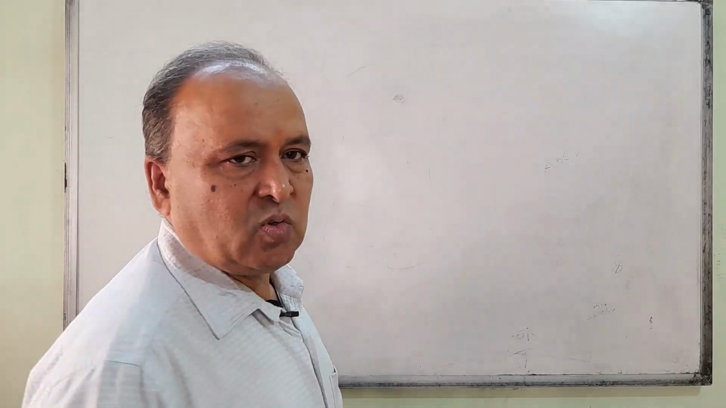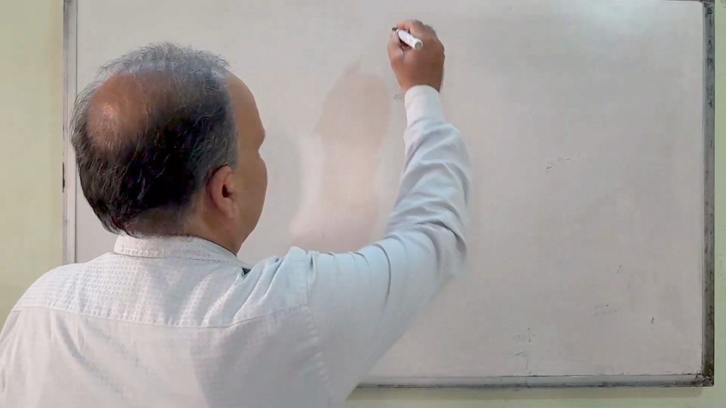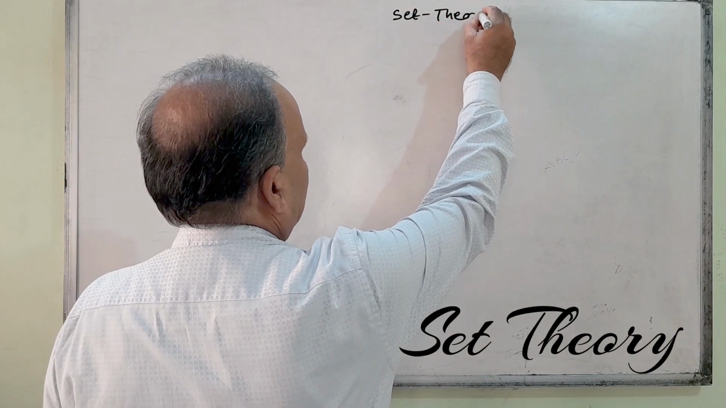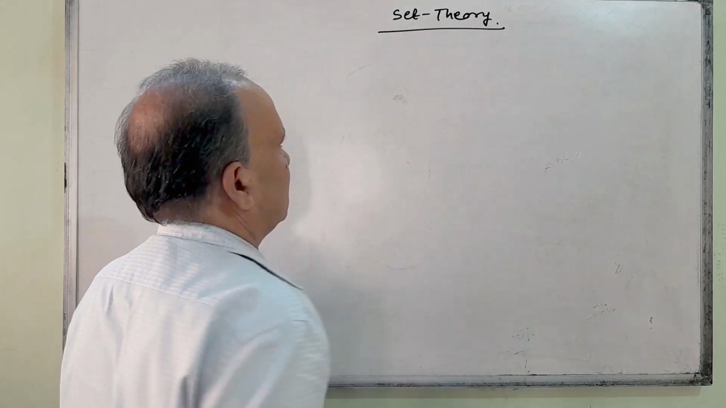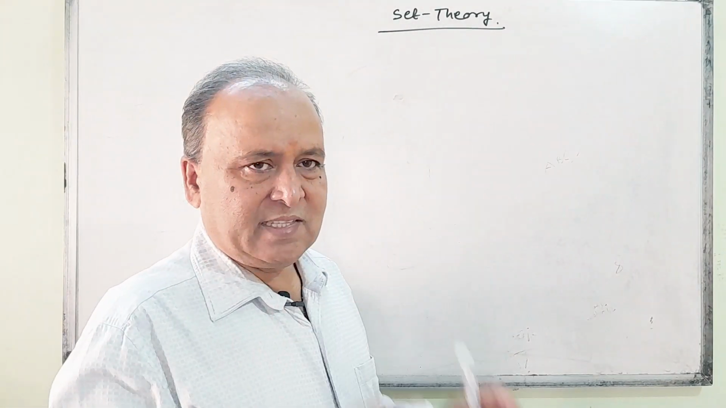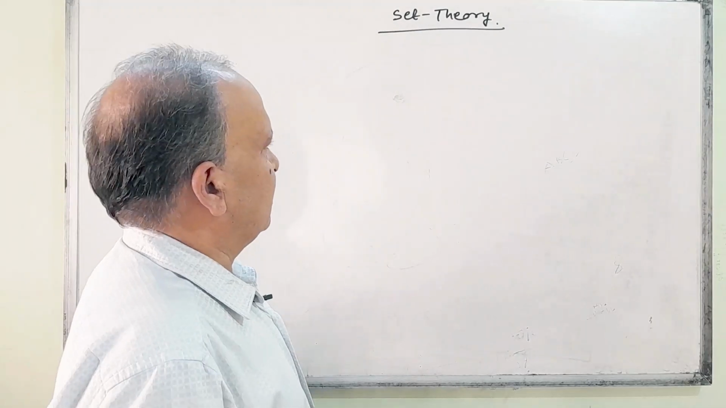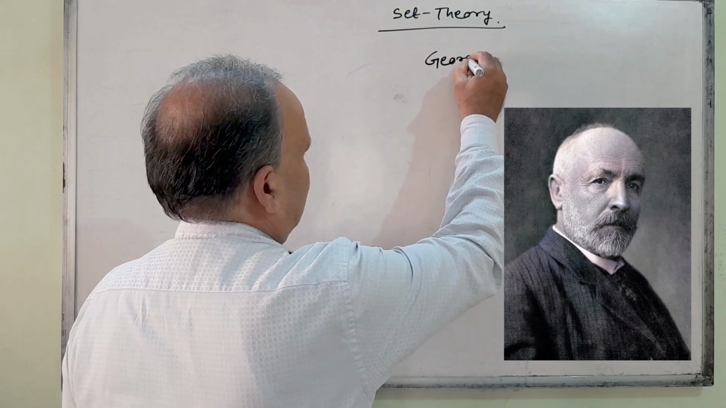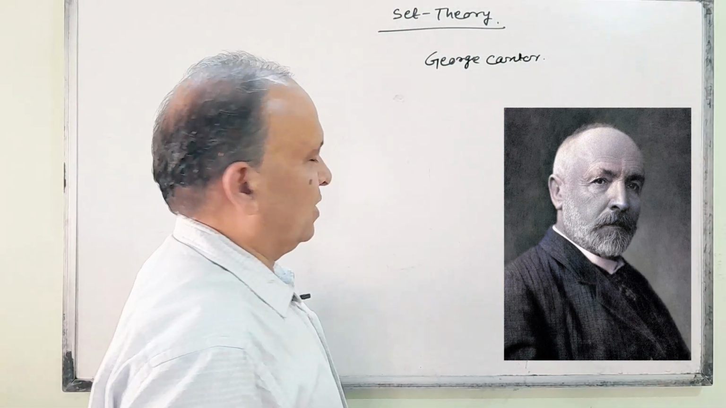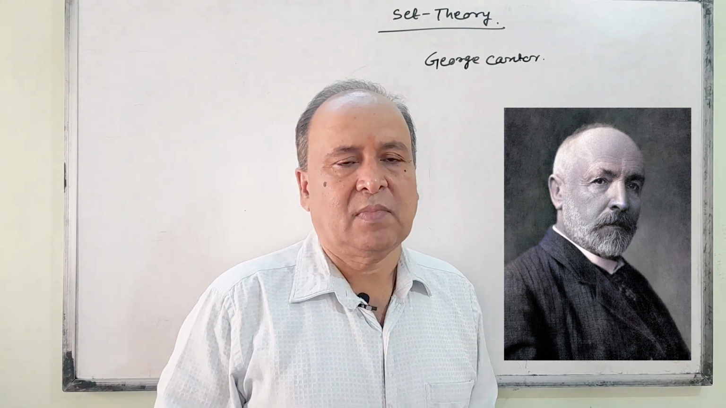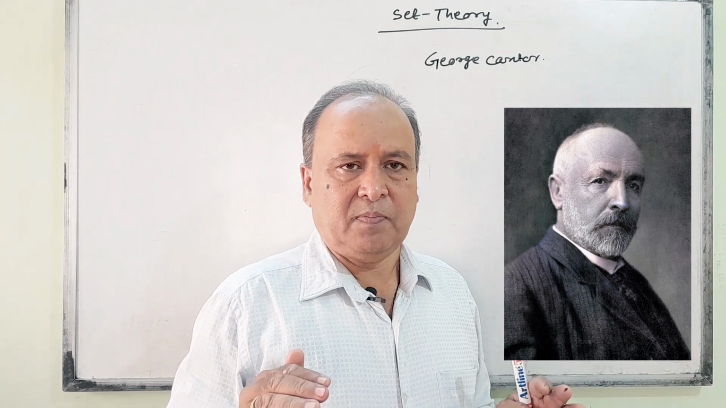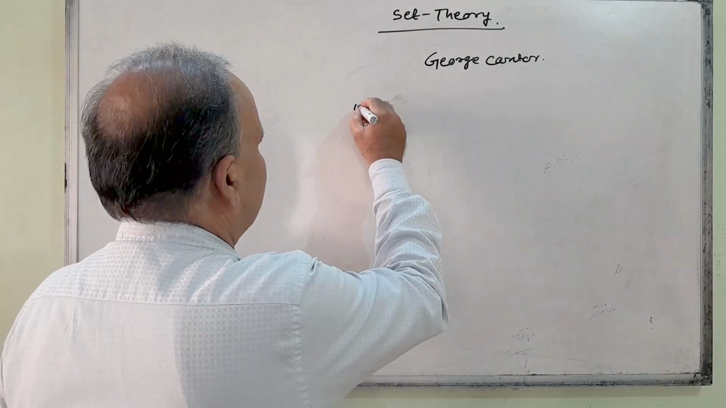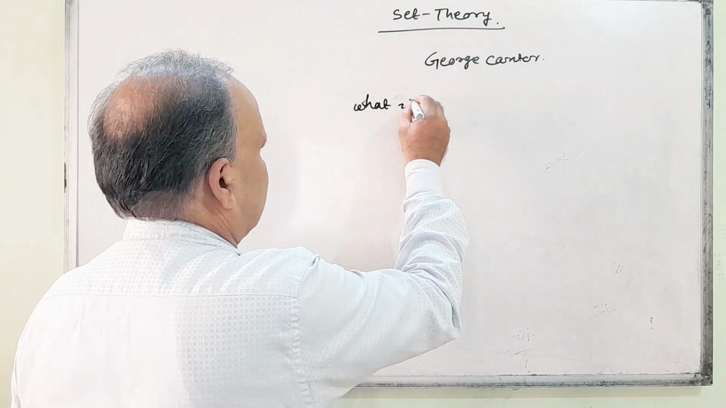Today our topic is set theory. The word set was given by the English mathematician George Cantor, and he is known as the father of set theory. Next, we come to the question: what is a set?